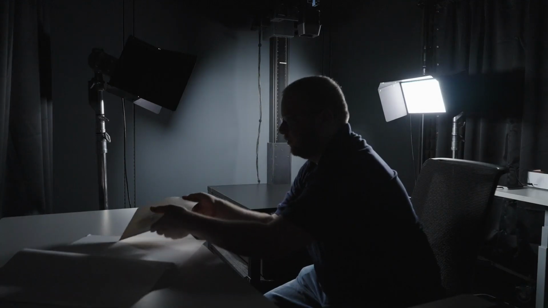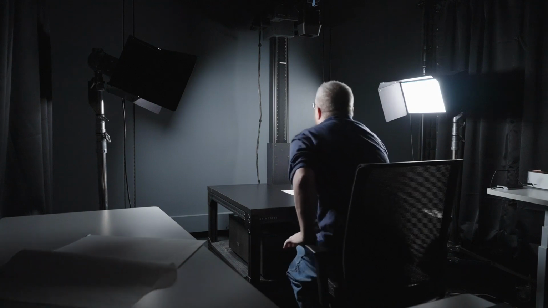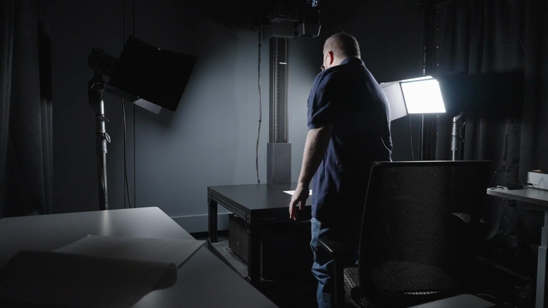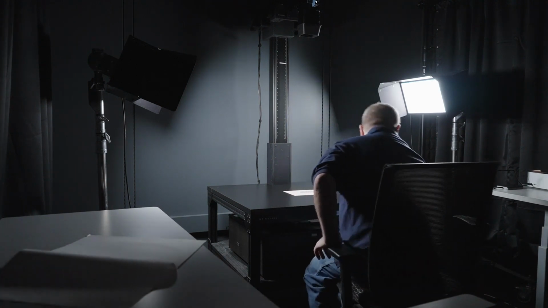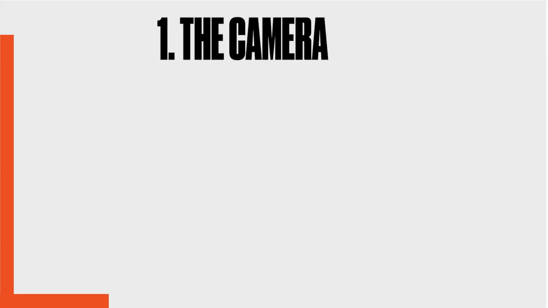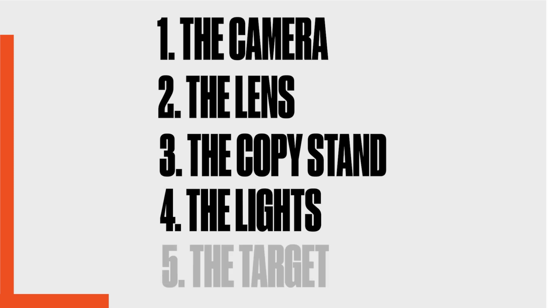In this video, we'll walk through the basics of setting up a workstation for digitizing cultural heritage material. Camera-based workstations provide a great deal of control over image quality, since a variety of lenses, lights, and camera bodies can be chosen to meet budgetary or programmatic needs. A camera-based workstation is made up of five core components: the camera, the lens, the copy stand, the lights, the target. The camera's sensor is what records the image of the object being digitized.